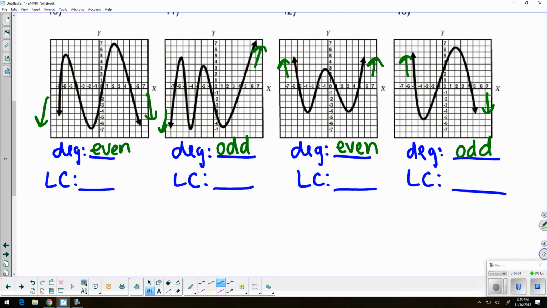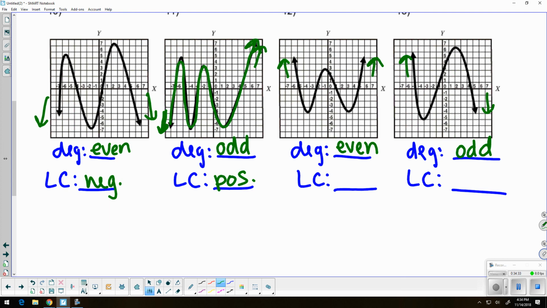Now determine positive or negative leading coefficient. Okay, the first one. Since both sides are facing down, it's going to be a negative leading coefficient. So if both sides are facing down, that's what you'd have. And here's how I think about the odd ones. It starts off facing down, right? But then it goes up, down, and then it ends pointing up. To me, that makes it positive. So if it's ending by pointing up on the far right side, that's a positive leading coefficient.